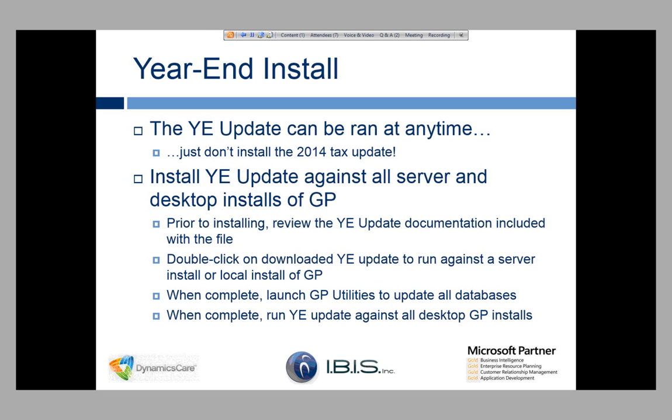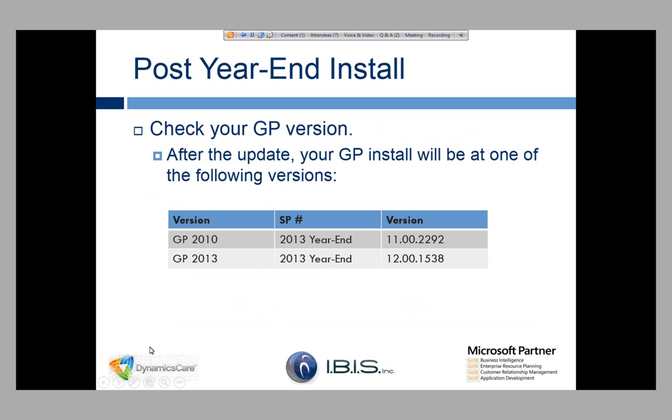Then when it's complete, you can again run the year-end against each of your desktop GP installs, and all it's going to do on those is, of course, update the local code folder. Now, after your year-end install runs and you've run through your GP utilities, and you've updated all of your desktop installs, you want to launch GP, and depending on whether you're on GP 2010 or 2013, you'll be at these versions of service pack levels.